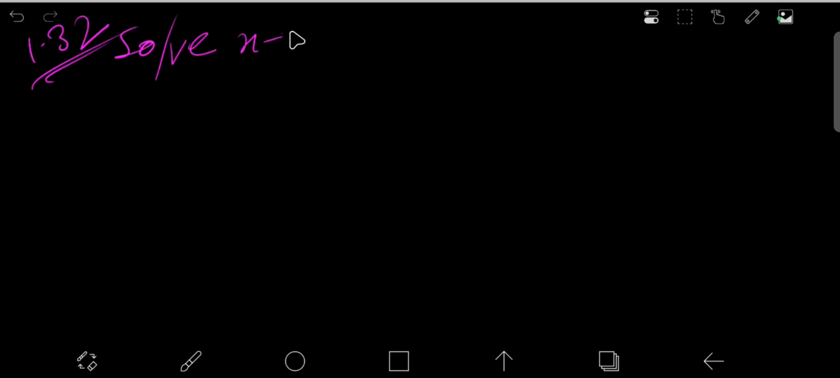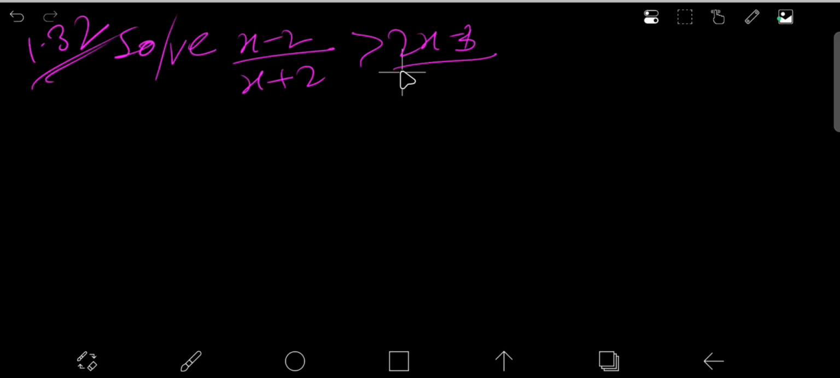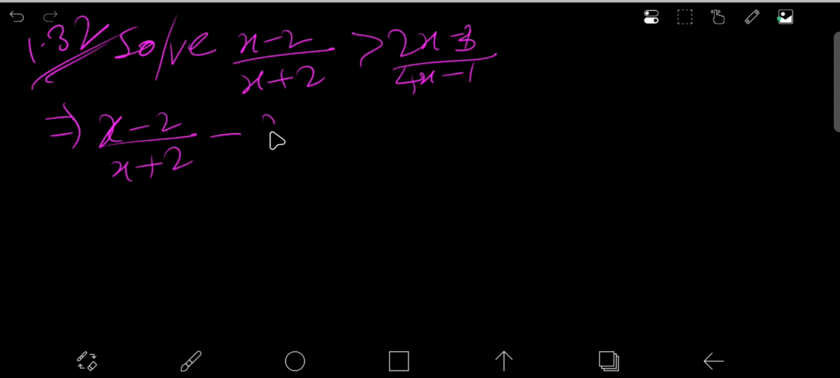(x minus 2) divided by (x plus 2) greater than (2x minus 3) divided by (4x minus 1). Firstly we write all variable terms on one side. So (x minus 2) divided by (x plus 2) minus (2x minus 3) divided by (4x minus 1) is greater than 0.